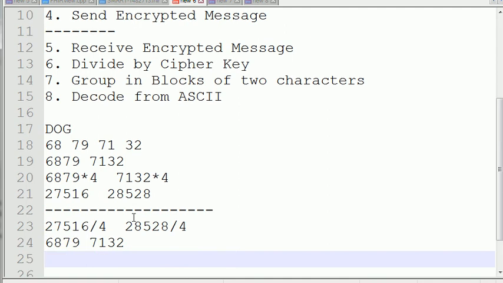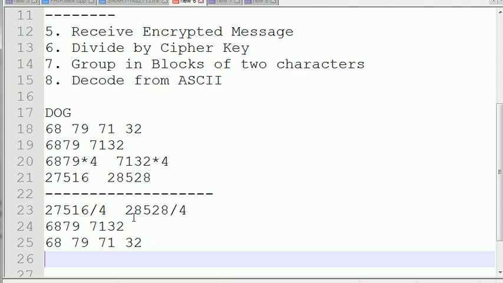And then I ungroup these blocks. So I get a block of character 68 and 79 in the first block, and I have character 71 and 32. And I go back to my ASCII character set, and I decode it, and that's going to be capital D, capital O, capital G with the space. Okay, so there's a nice, easy, simple example of how we do encryption using private keys.